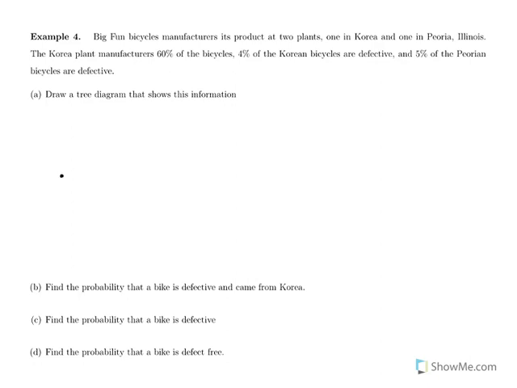So our first branch is going to be what plant we're at. Are we in the Korean plant or the Peorian plant? And we know that 60% of the bikes come from the Korean plant. That means that 40% come from the Peoria plant. Then we talk about defective versus not defective.